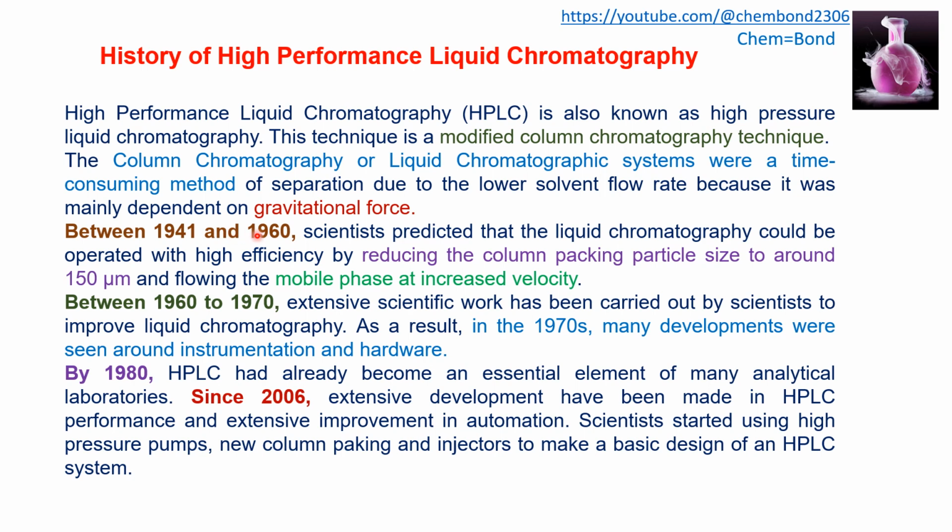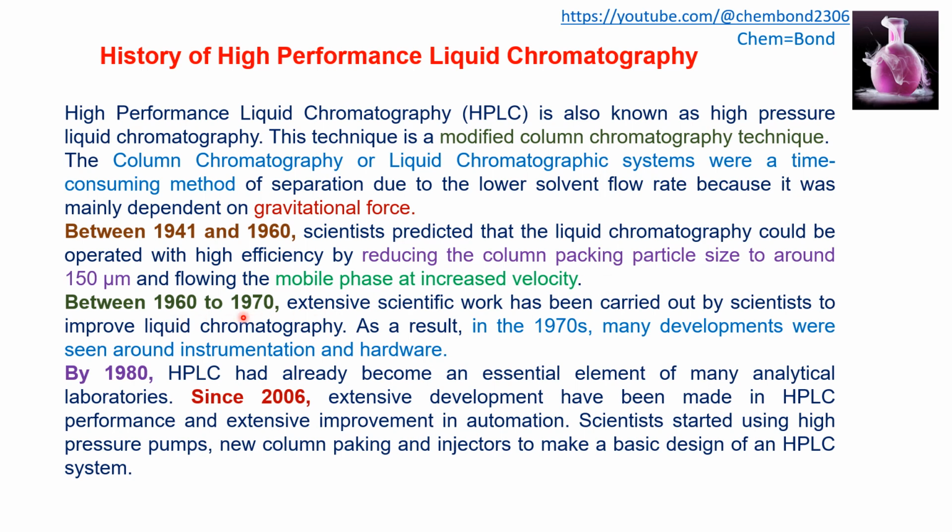Between 1941 and 1960, scientists were trying to develop some type of column technique with high efficiency. They found that the column technique could be operated with high efficiency by reducing the column packing particle size to around 150 micrometer and flowing the mobile phase at increased velocity. So between 1941 and 1960, scientists were trying to develop HPLC. They reduced the particle size of a column and also increased the velocity of the mobile phase.